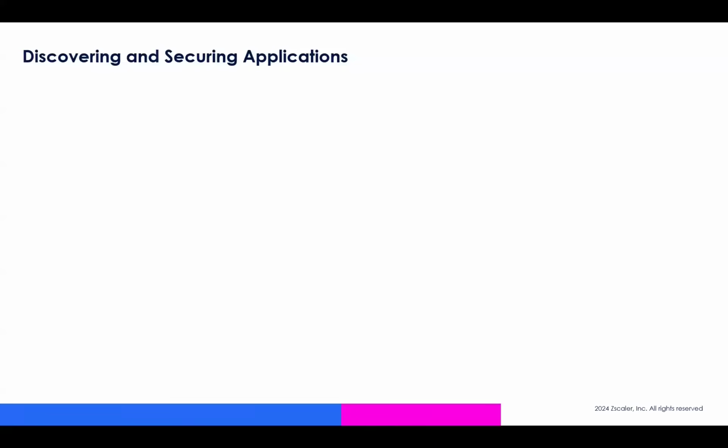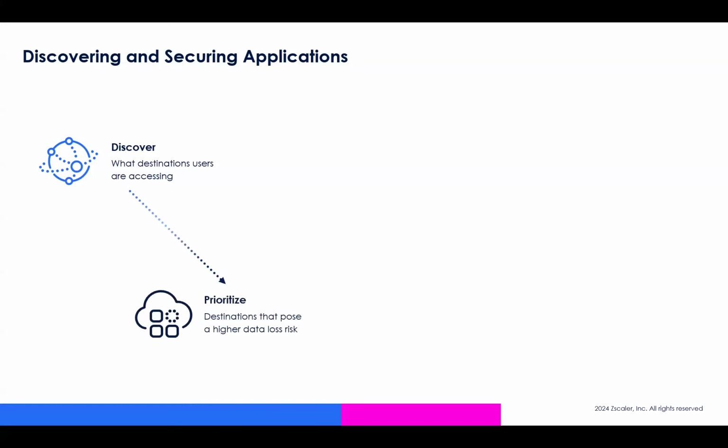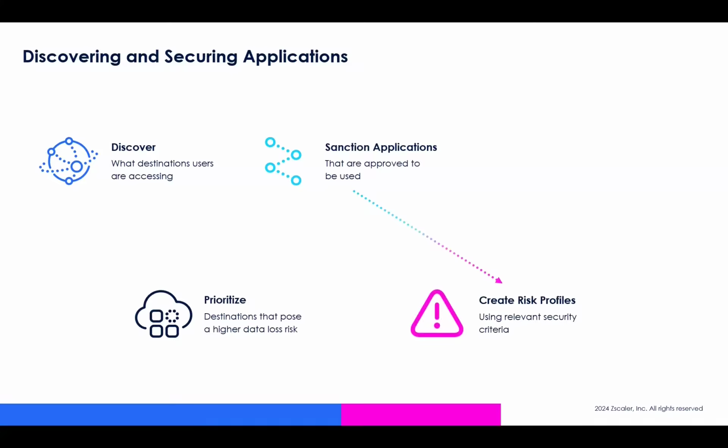As mentioned in the previous video, building a comprehensive data protection policy and program starts with discovering and securing cloud applications that are in use within your tenant. You do this by discovering what destinations users are accessing, prioritizing destinations that pose a higher data loss risk, choosing which applications are sanctioned, approved, and trusted by IT to be used by your users, creating risk profiles, which use relevant security criteria to apply policy to multiple cloud applications at once, and finally, defining a scalable cloud application policy that leverages risk profiles to protect cloud applications.